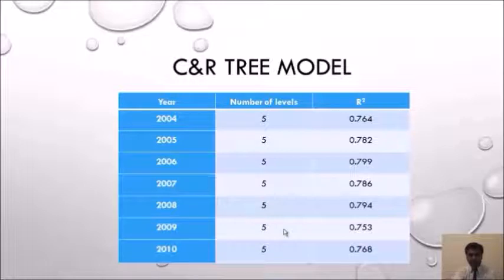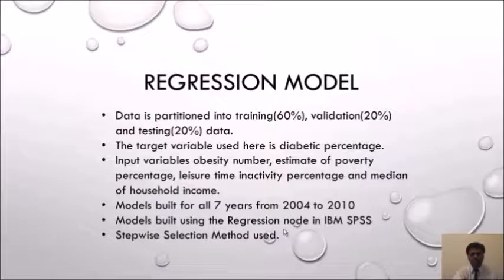That means, for example, for the year 2006, the value is 0.799, which states that 79% of the variation in the output variable has been captured by the input variables.